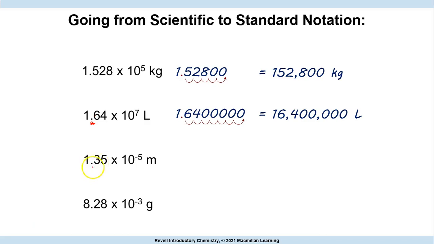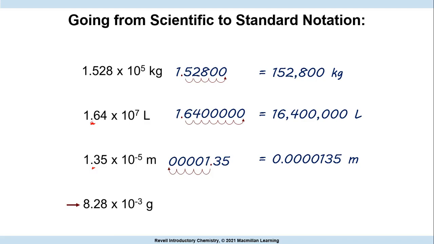For example, in this case, the 1.35 that we have, we are going to be moving 5 places to the left, not to the right. In this case, 5 places to the left. So let's see how to do that. 1, 2, 3, 4, 5. So we fill it up with zeros, and that gives us a value of 0.0000135 meters.